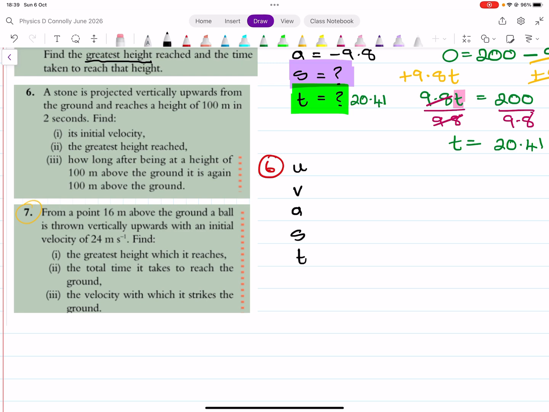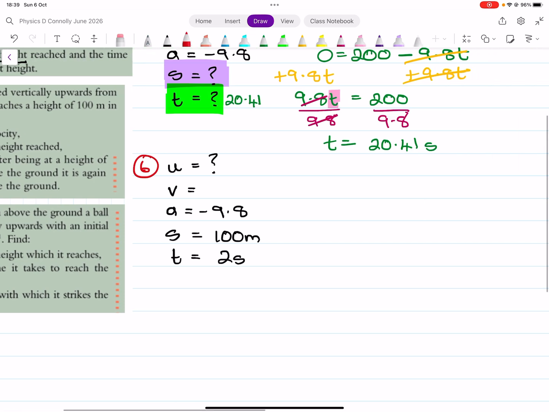Part 1 says find the initial velocity, so we don't know that. It's projected vertically upwards. Don't know V. It's going upwards, so we know that this is minus 9.8. It reaches a height of 100 meters, so we know that, and it says it takes 2 seconds.